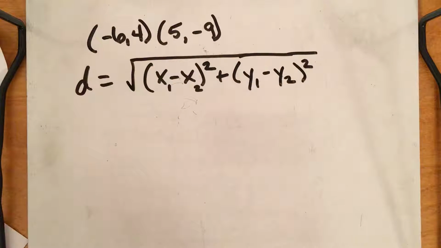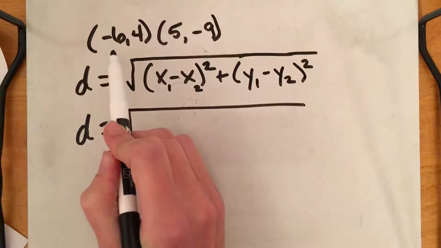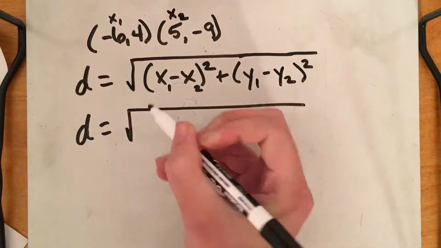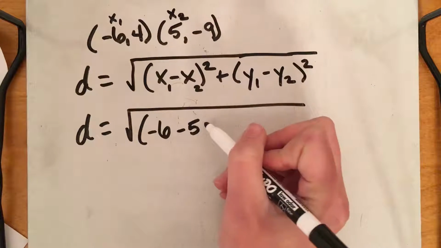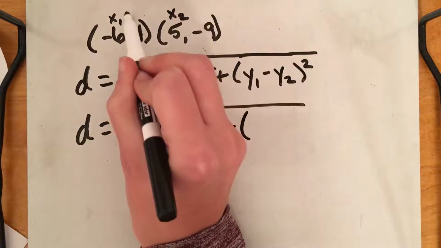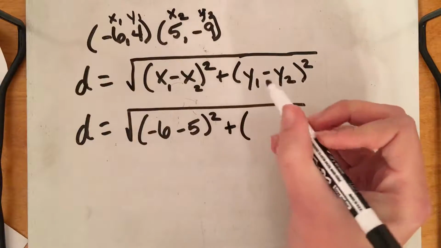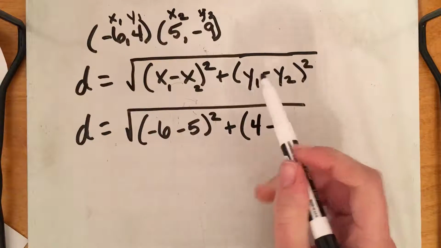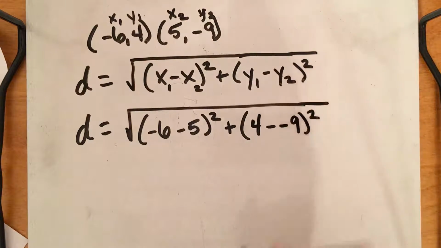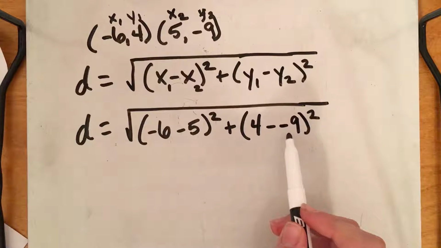So now I'm just going to plug in my points. The distance is the square root of my x coordinates minus each other. I'm going to call this one x1 and this one x2. So I'm going to take -6 minus 5, and that quantity squared. Then I'm going to add my y's, and this is y1 because it goes with the x1 point. So y1 is 4, so 4 minus, make sure you have a minus there, and y2 is -9. So I really have a minus sign and then -9, and then that quantity squared. That's why there are 2 negative or subtraction symbols here, because it was just subtraction and this point happened to be a negative number.